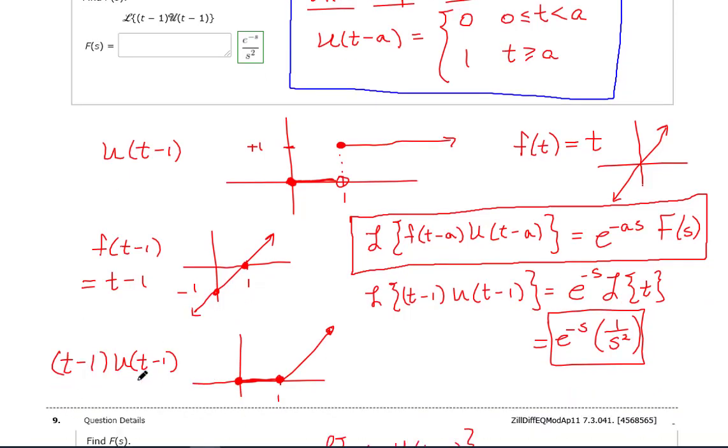What does t minus 1 times u of t minus 1 look like? Well, it looks like a function that's 0 up until 1 and then thereafter grows like f of t is t. All right, so the Laplace transform is simply e to the minus s because of this part, the Laplace transform of t, not t minus 1, and I get 1 over s squared.